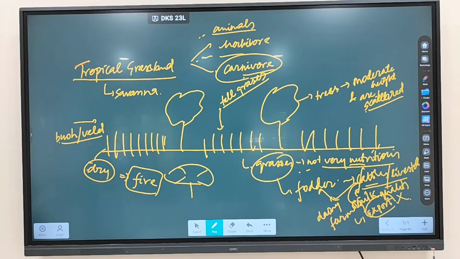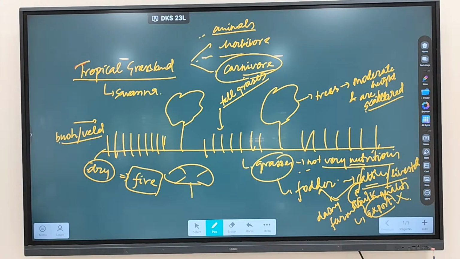prey. So you will see the carnivore animal also surviving in this region. And for catching the prey, what do you require? Animal has to run faster. If too many trees are there, then what will happen? They can't run faster because blockage is there. Trees are acting as a blockage.